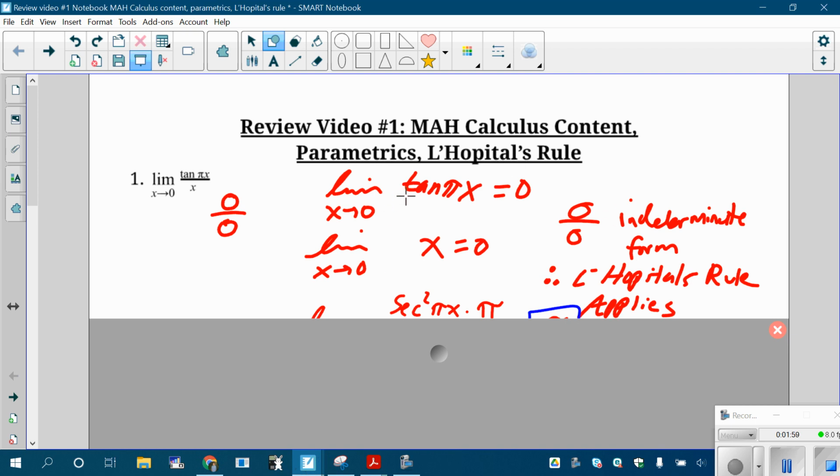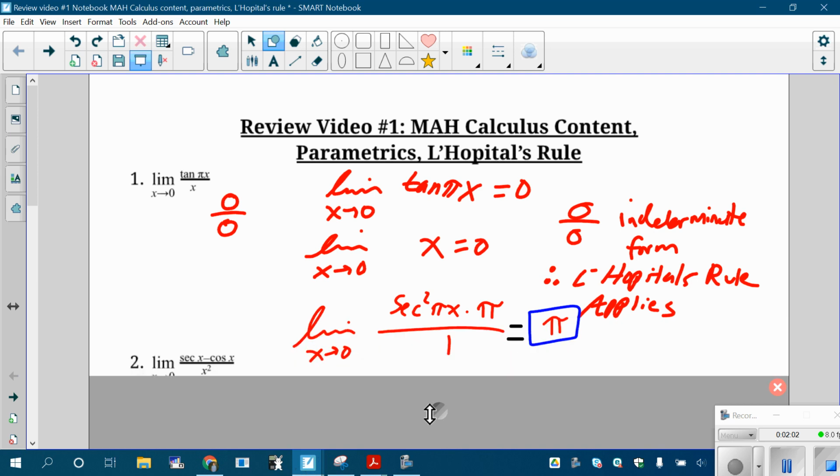But this is all set up. How do you do L'Hopital's? Derivative of the top divided by derivative of the bottom. Derivative of tan of pi x is secant squared of pi x times pi because of the chain rule. Now we are able to do direct substitution and we get out an answer of pi. This is a standard, straightforward L'Hopital's rule question.